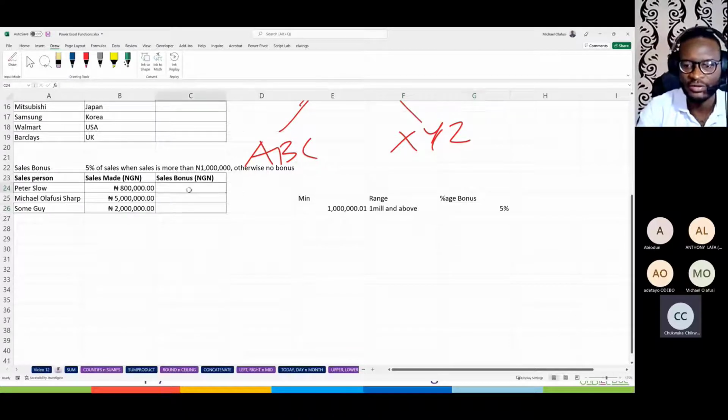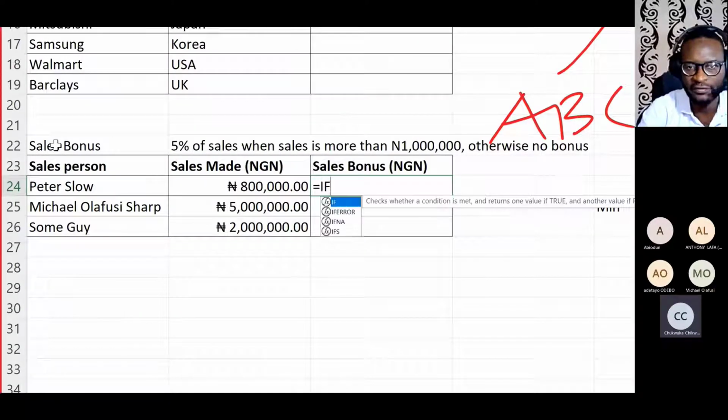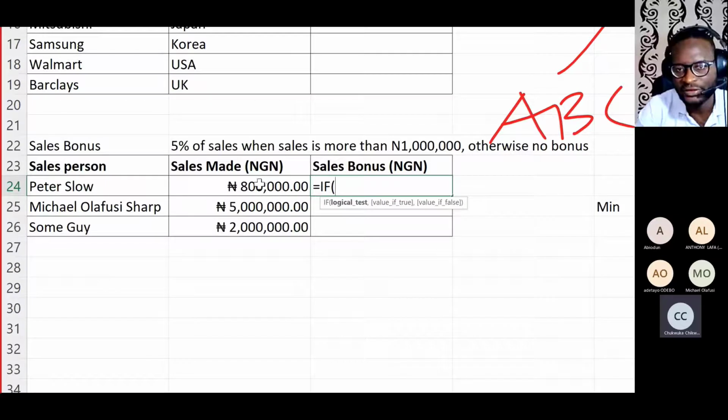Okay. So how do we do the condition? Equal to, if, right? The condition I'm testing for. So this, is it greater than 1 million? 1, 2, 3, 4, 5, 6. Now, another thing I tell people sometimes, because when people write all these formulas that involve a lot of zeros, they make mistakes sometimes in this.